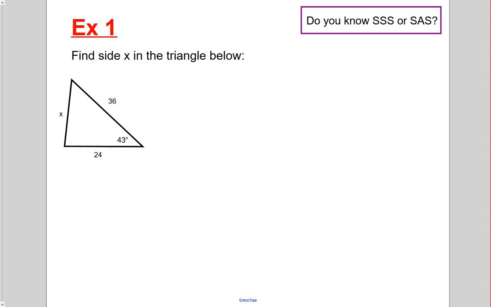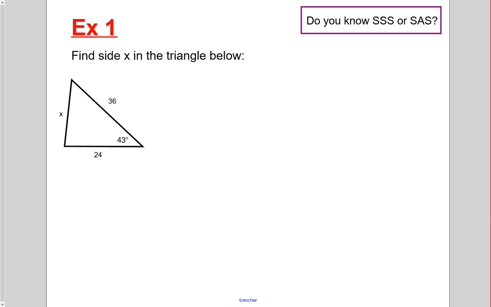The first thing we need to do is figure out, is this a side-side-side situation or a side-angle-side situation? Side-side-side, we would know all 3 sides of the triangle. Side-angle-side, we would know 2 sides and the angle in between those 2 sides. So I want you to write in the chat right now without pressing enter. Is this SSS or SAS?